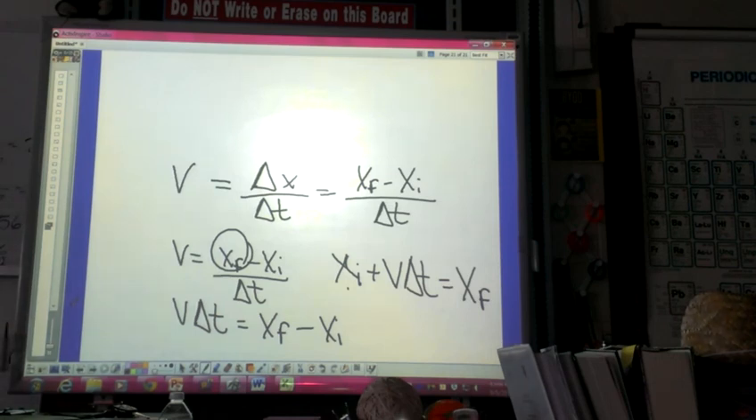Okay, so that's how you can derive it. I will ask you to derive certain things like this, but we're not at a point where we can really derive any equation yet.